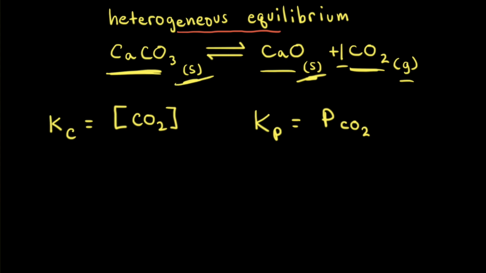The reason why we leave pure solids and pure liquids out of equilibrium constant expressions for heterogeneous equilibria is because the concentration of a pure solid or a pure liquid remains constant over time, so it doesn't help us to include it in our equilibrium expression.